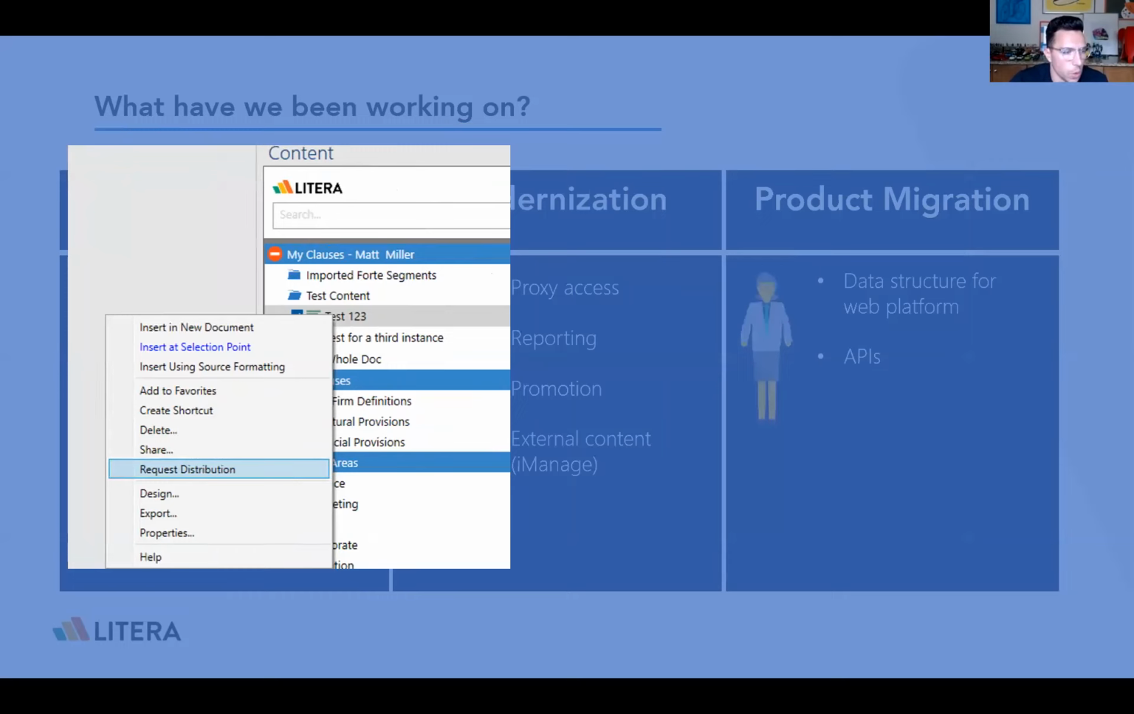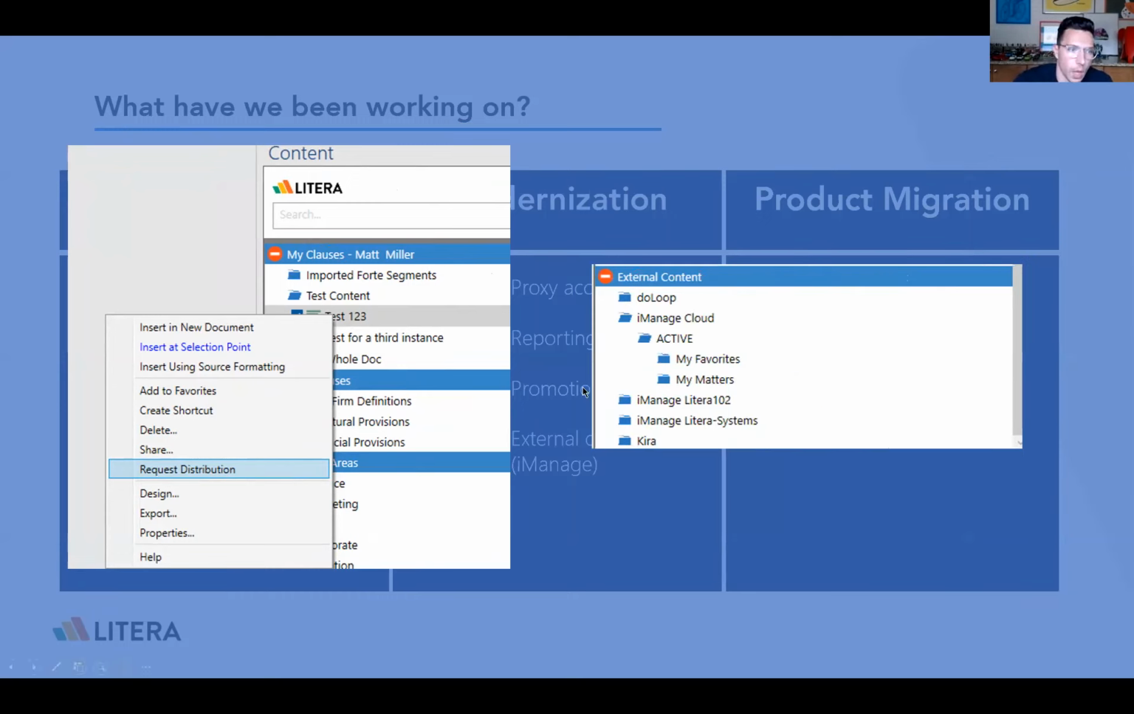This is the new distribution promotion workflow that we integrated into the application. So you can right-click on any piece of content, and you'll get this new option to request distribution. So a user can right-click, request distribution. Again, emails the admin can accept or reject from there.